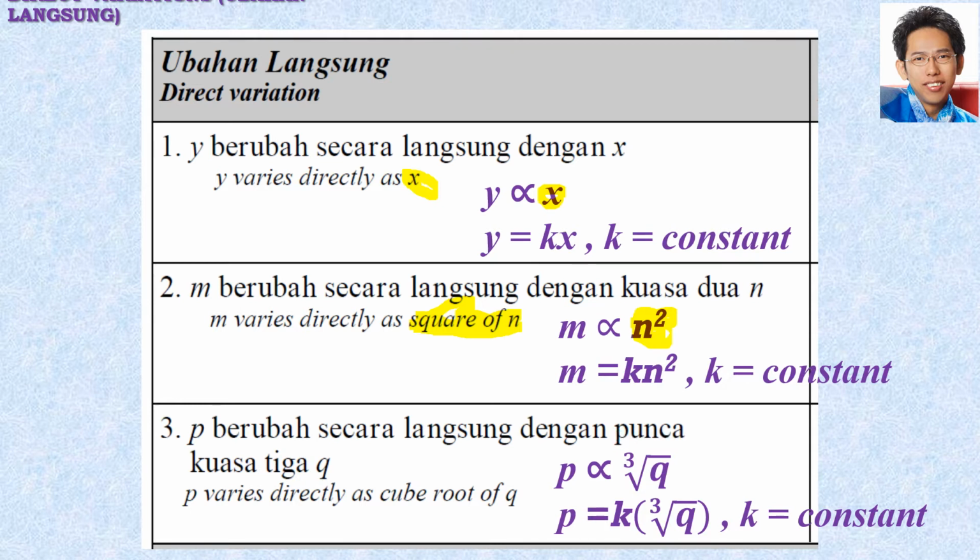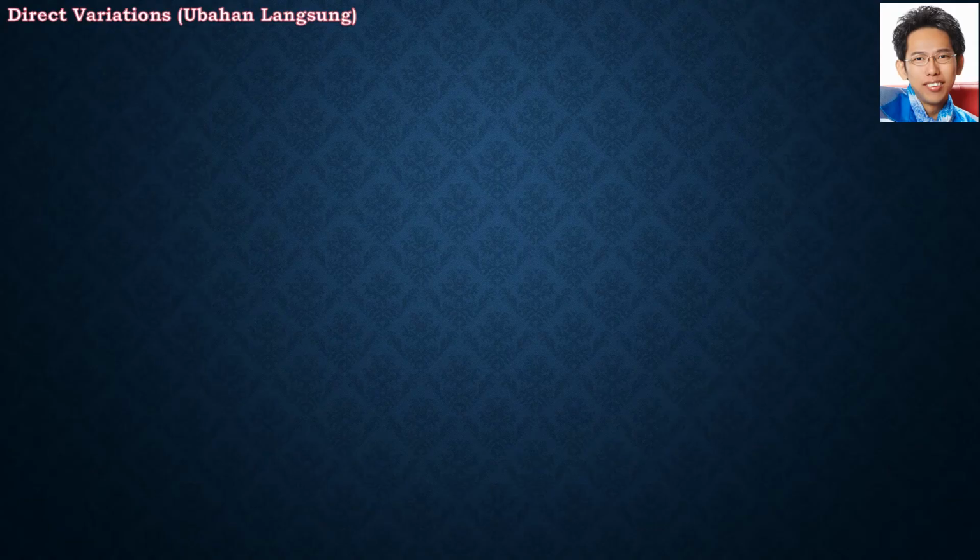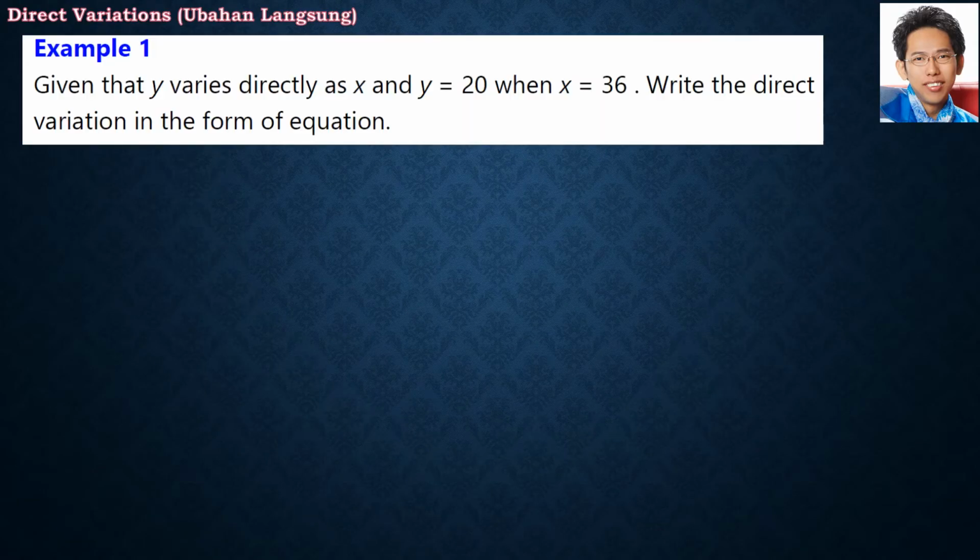Okay, so this is what we call the first one. This thing we call the variation expressions. So the second one is what we call the equations. Okay, just now I explained to you already. Now we continue to see some examples on how to solve the questions.